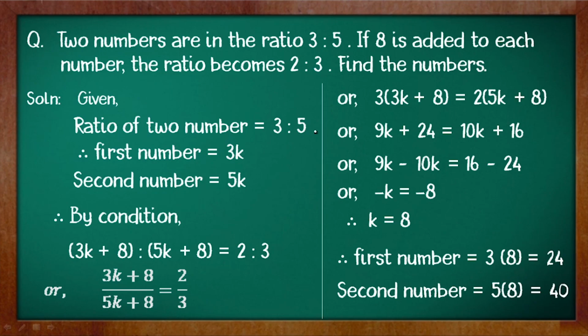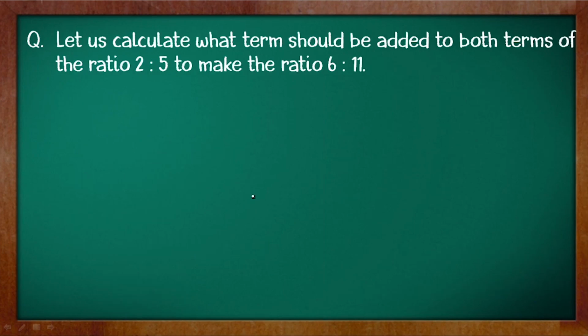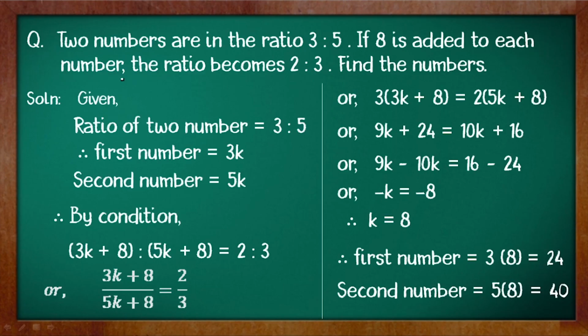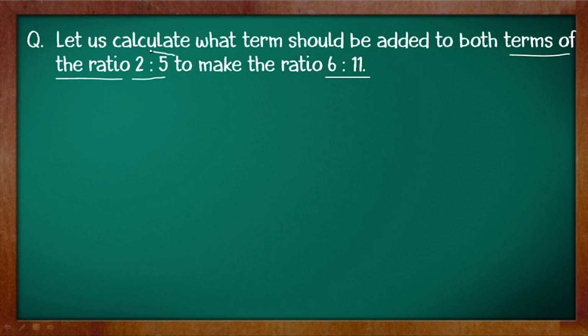Also important: whenever something is given in ratio, you can assume it in this format. Moving on to the last question of our lesson today. Let us calculate what term should be added to both the terms of the ratio 2:5 to make the ratio 6:11. It is similar to the previous question, but there we were adding to the numbers, not to the ratio. Here we are adding directly to the terms of the ratio.